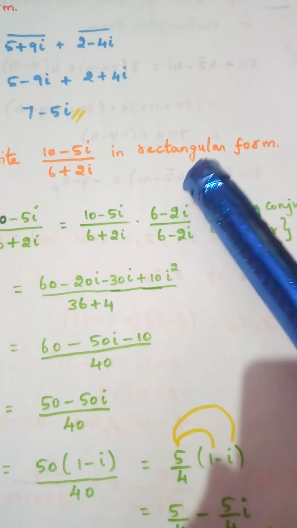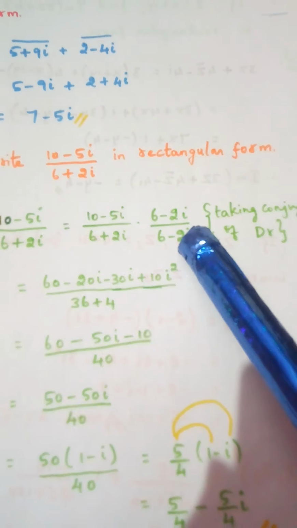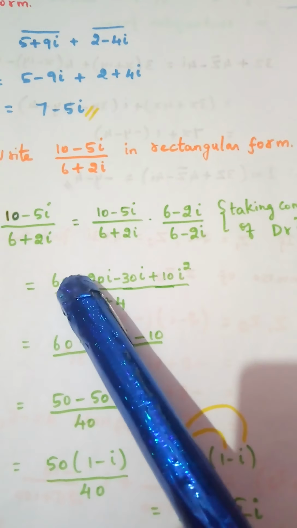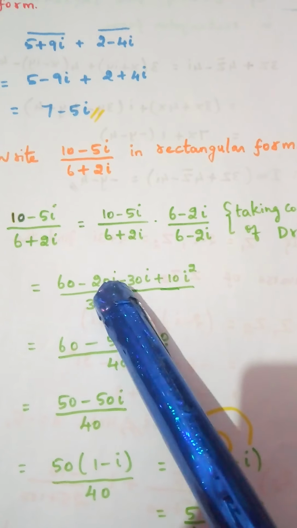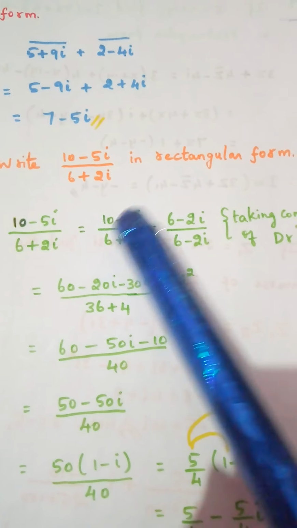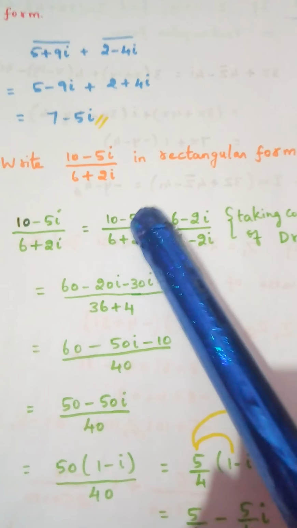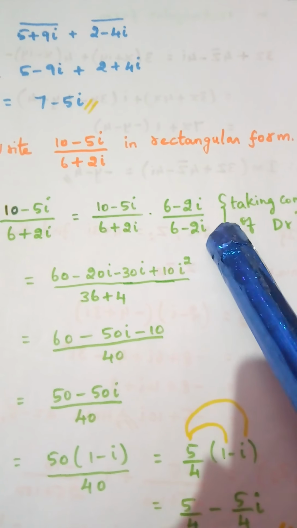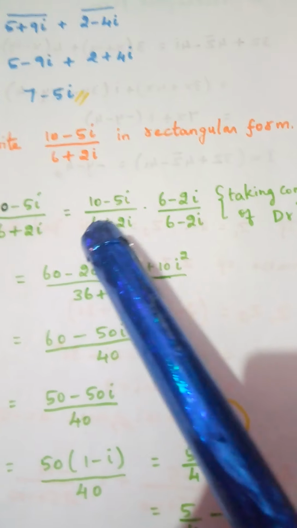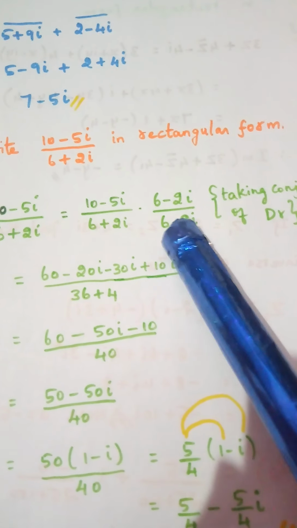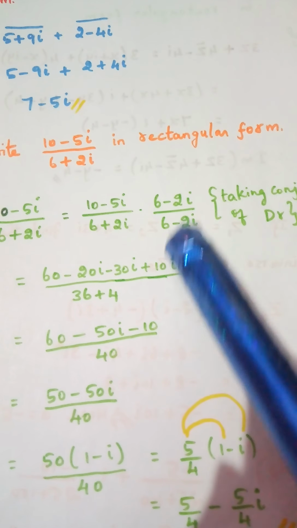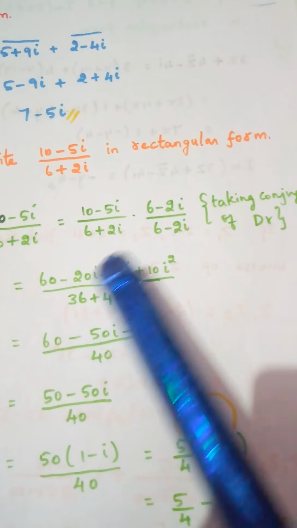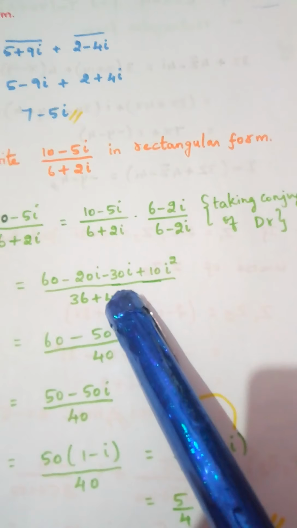Suppose if it is minus here, then I should use plus and plus here. I think you would have understood. So after doing this, we are multiplying 10 into 6, 60, 10 into minus 2i, minus 20i, 5i into 6, 30i, minus into minus plus, 5 into 2, 10, i into i square. And here it is 6 plus 2i into 6 minus 2i. If it comes like this, a plus ib, a minus ib, we can use the formula a square plus b square. A is 6, so 6 square is 36. B is 2, so b square is 4.